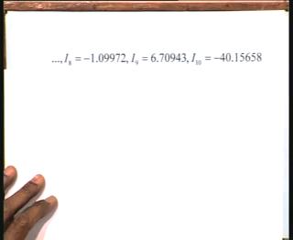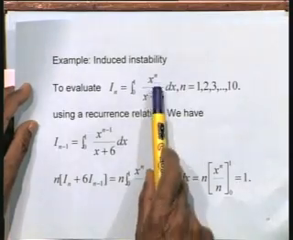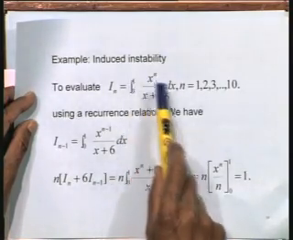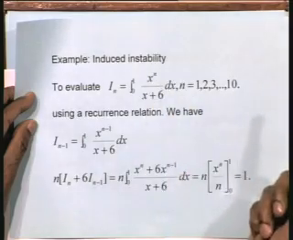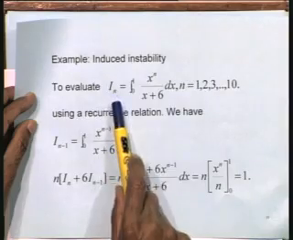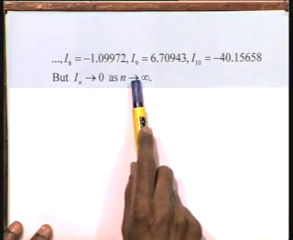Now, let us go back to the integral once more. If you look at the integral that is given to us, as n tends to infinity, we are integrating from 0 to 1. Therefore, x to the power of n is going to be 0 as n tends to infinity. In other words, as n tends to infinity, the value of the integral I n has to tend to 0. So we know from the given integral that I n should tend to 0 as n tends to infinity.